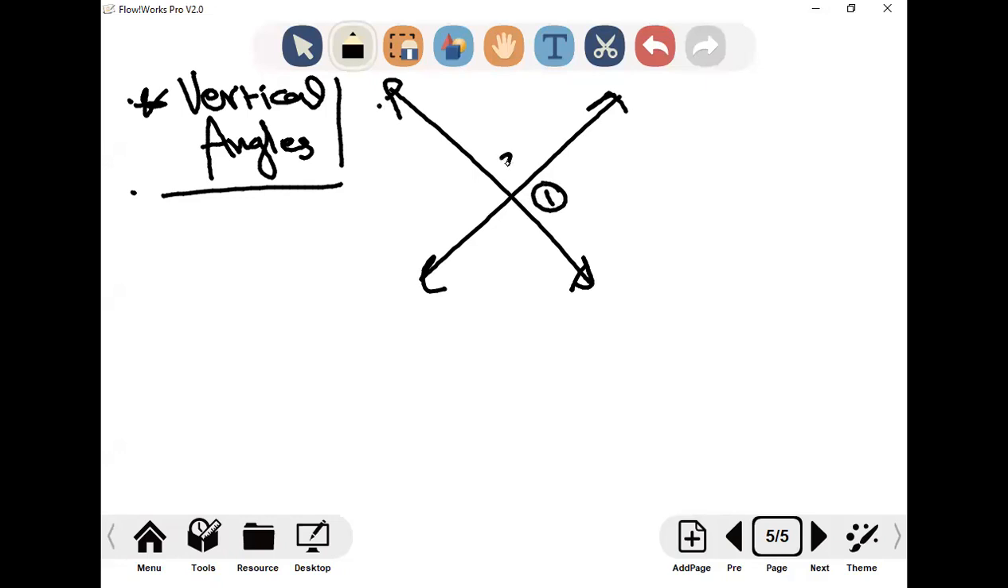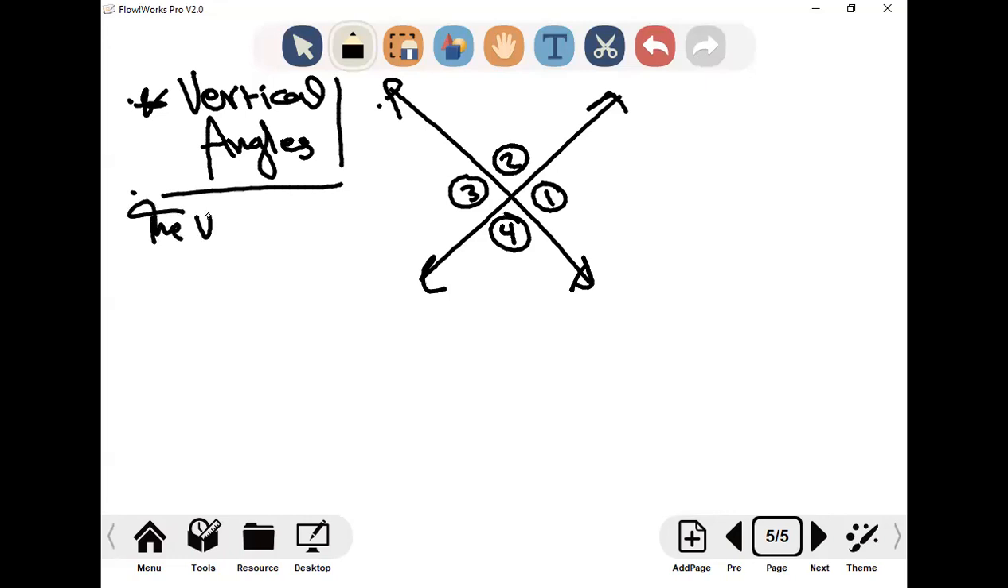Angle 1, angle 2, angle 3, and angle 4. The opposite angles, we call them vertical. Angle 1 with angle 3, we call them vertical angles. Angle 2 with angle 4, we call them vertical angles. So the opposite angles, if you have two lines intersected with each other, we call them vertical angles. So what are the vertical angles here?